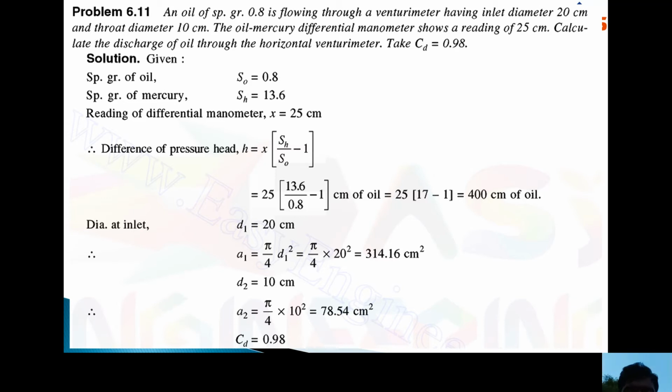This is the given in the problem. Okay, therefore A2 equal to pi by 4 into D2 square. That value is 78.54 centimeter square. CD value is given in the problem, 0.98.